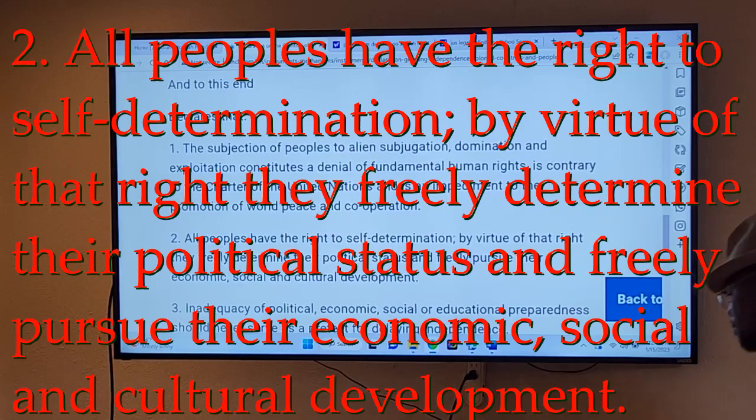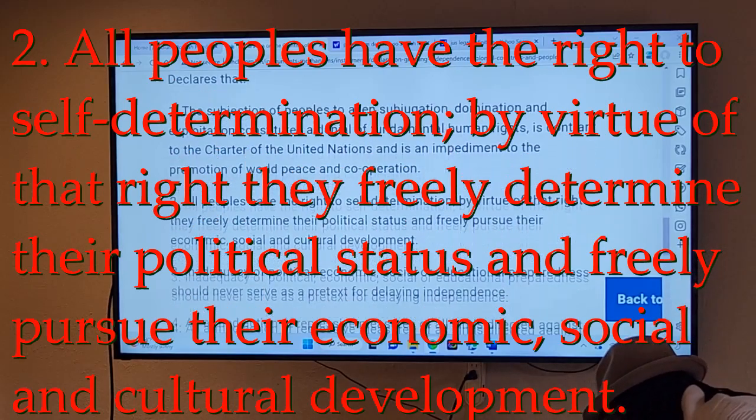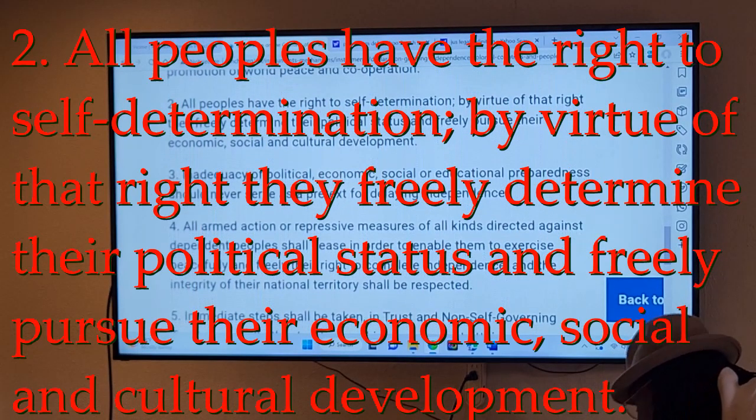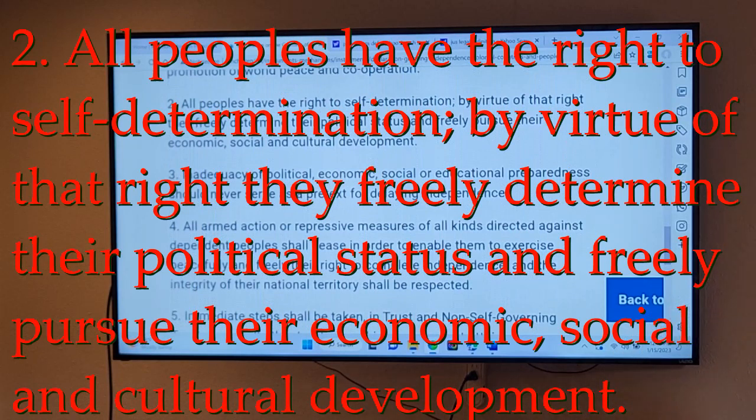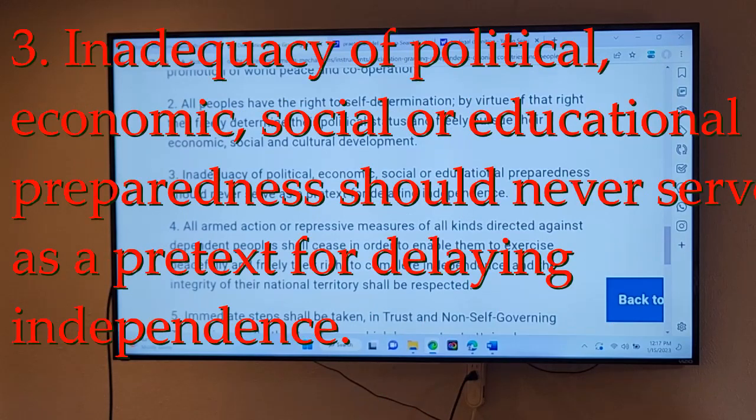Two, all peoples have the right to self-determination. By virtue of that right, they freely determine their political status and freely pursue their economic, social, and cultural development. Three, inadequacy of political, economic, and social or educational preparedness should never serve as a pretext for delaying independence.